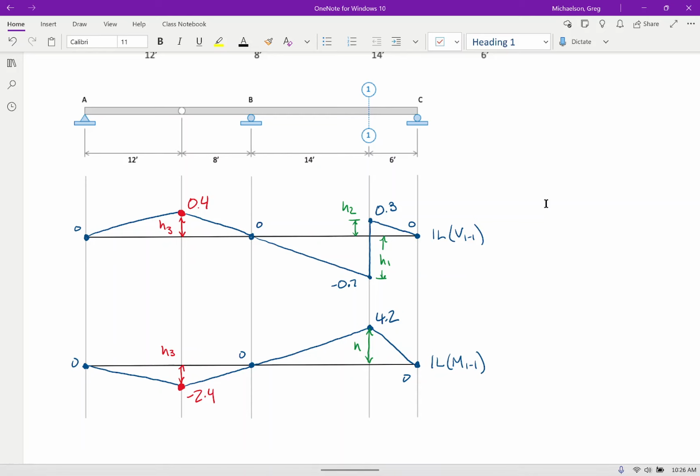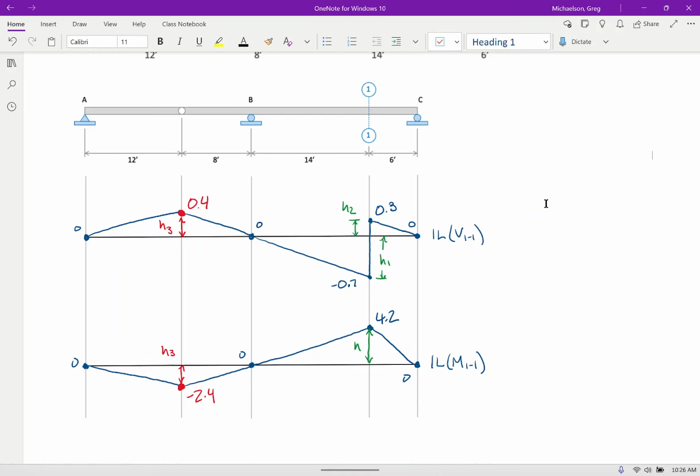We're going to have a dead load of 1.2 kips per foot. And then for live load, we're going to have a couple things we're going to have to consider. We're going to have to consider a 1.6 kip per foot load, which is moving, and then we're going to have a 25 kip load that's also moving.